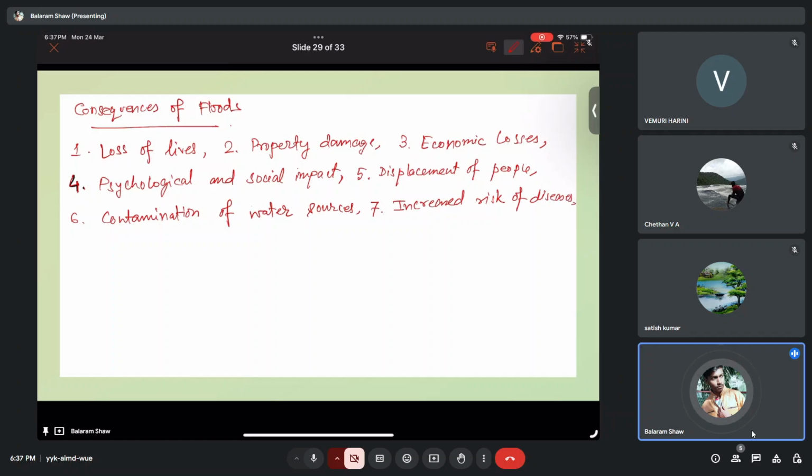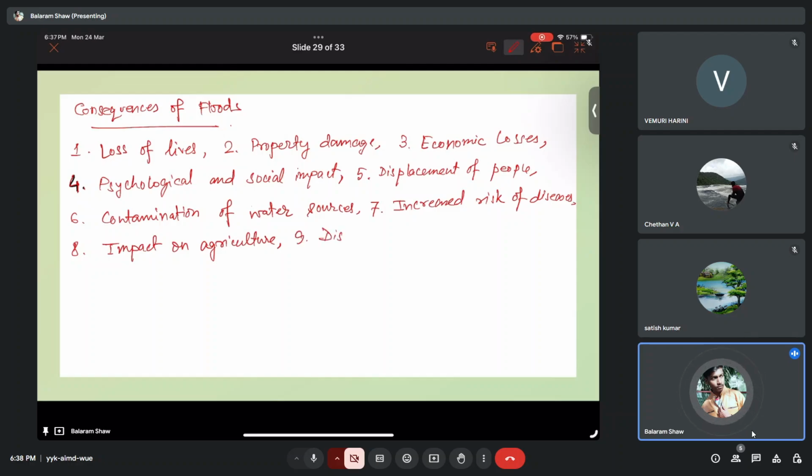As you know, in our country most of the economy is driven by agriculture. If this kind of flood happens in agricultural areas, we have a huge impact on agriculture.